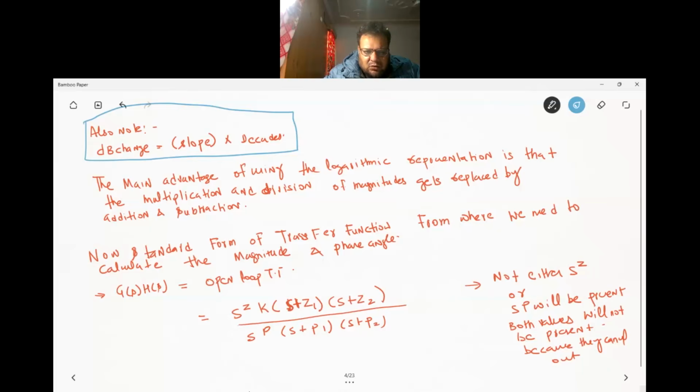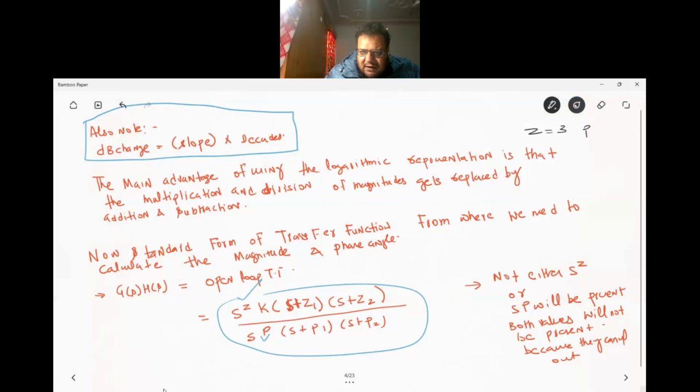Now the main advantage of using the logarithmic representation is that it converts the multiplication, division, into addition and subtraction. Now normal open loop transfer function, if you notice here, is given in this form. G(s) equals K (s plus z1)(s plus z2) over (s plus p1)(s plus p2). Now notice here, either s of z would be present or s of p would be present.